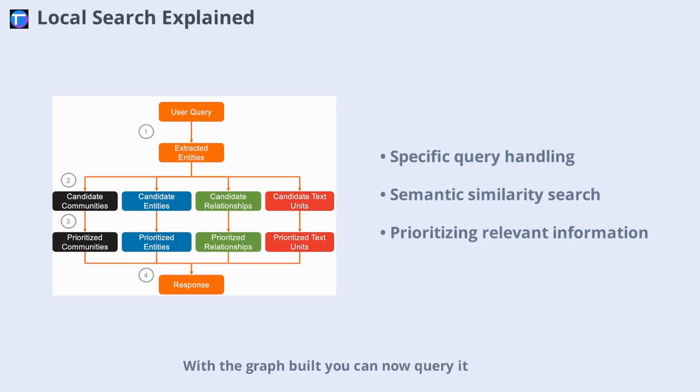Graph built, you can now query it. Local search is used for specific questions. The system loads all relevant data, embeds the user query, and calculates its similarity to each entity. The most similar entities are retrieved, and their associated communities, relationships, and text units become candidates for answering the query. These candidates are sorted and prioritized based on relevance and importance, ensuring the most useful information is included in the context for the language model to generate a detailed response.